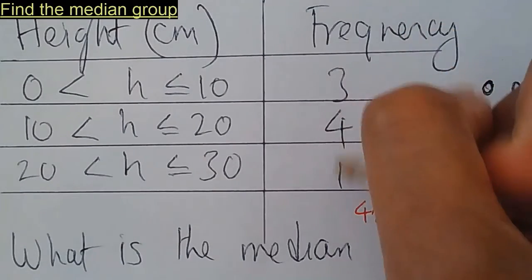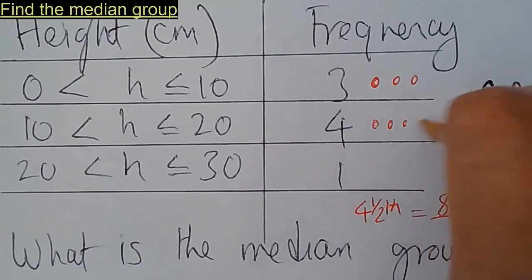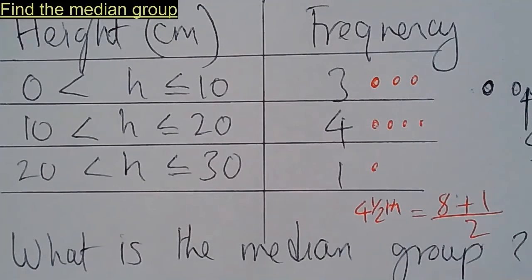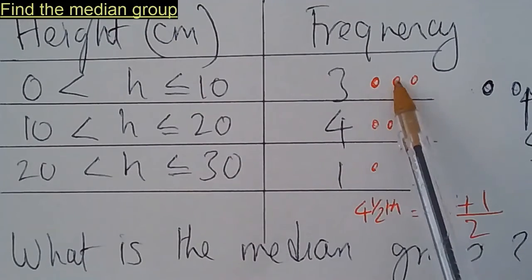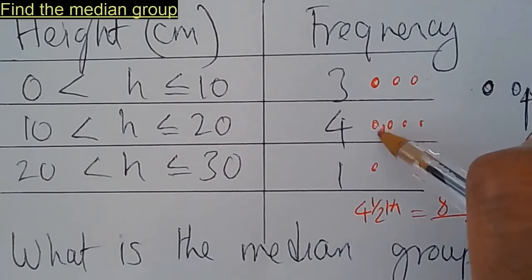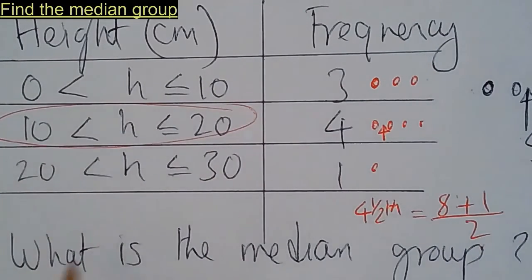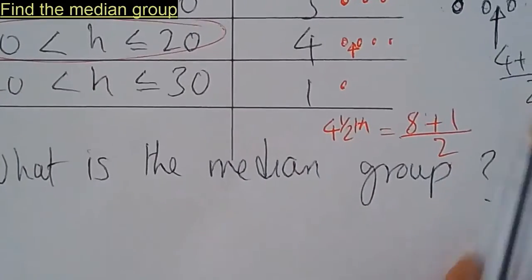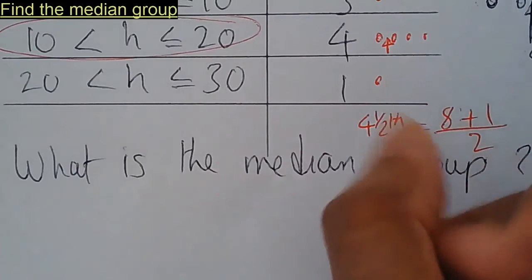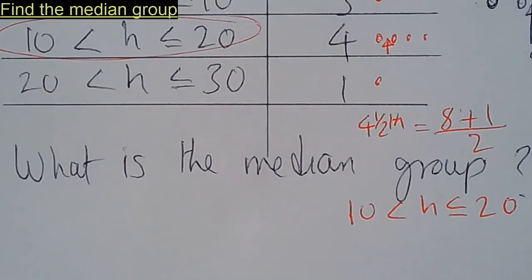Let's represent these plants as dots. Let's look for the 4.5 plant. 1st, 2nd, 3rd, 4th. 4.5 is right there. That's obviously this one here. That is your median group. So that's what you'd write as an answer.